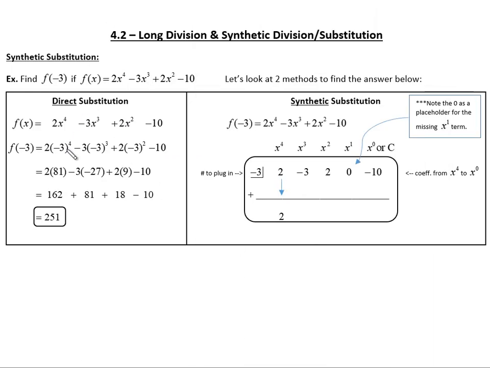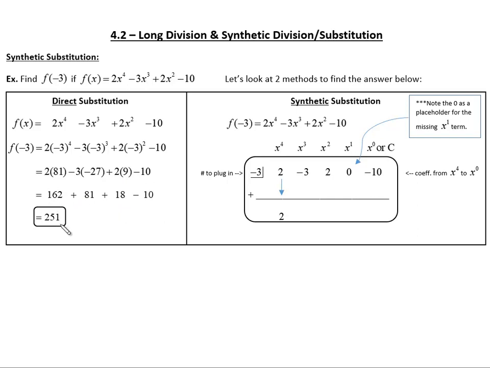All right, so we plug that in. -3 to the fourth is 81. -3 cubed is -27. -3 squared is 9. Okay, so we've done all our exponents. Now we're going to multiply. 2 times 81 is 162. -3 and -27 is 81. 2 times 9 is 18, and then -10.